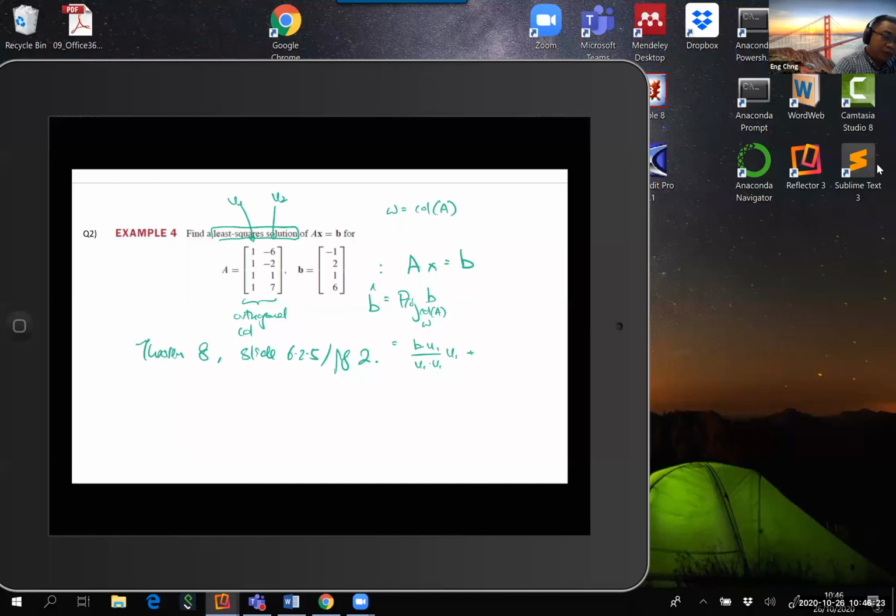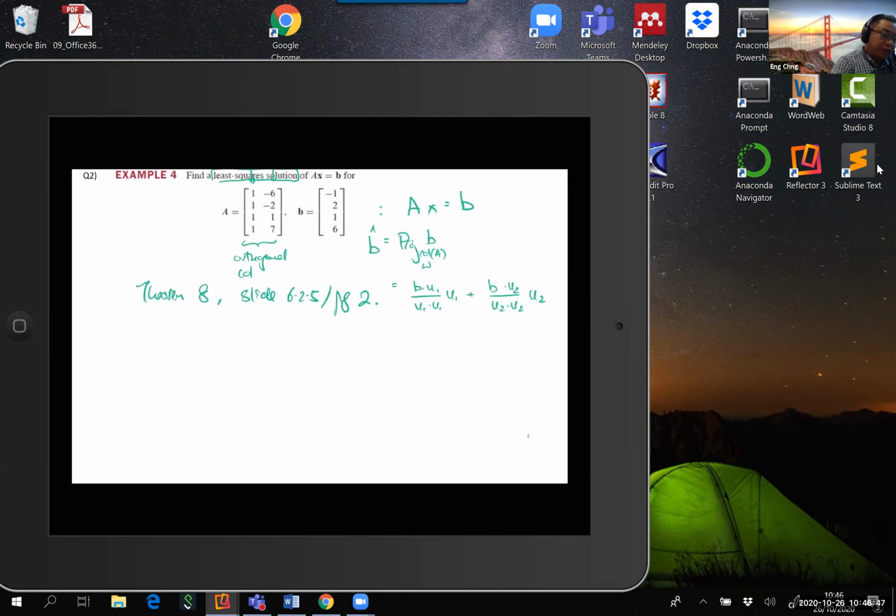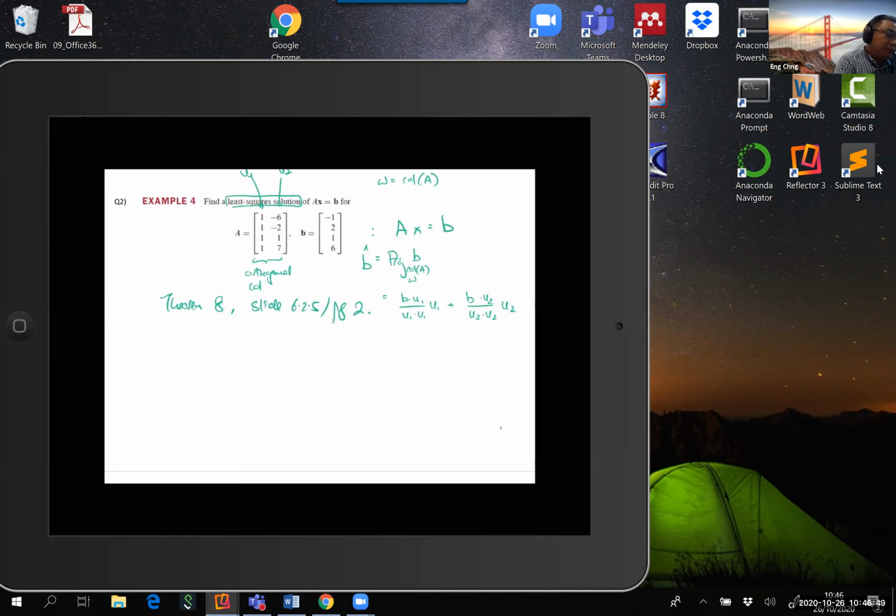And since there are only two columns, B dot U2, okay. Right. So in fact, we already have an equation to solve for the least squares, different from the normal equations version. But never mind, let's proceed on because we were lucky enough to be given two columns that are orthogonal.